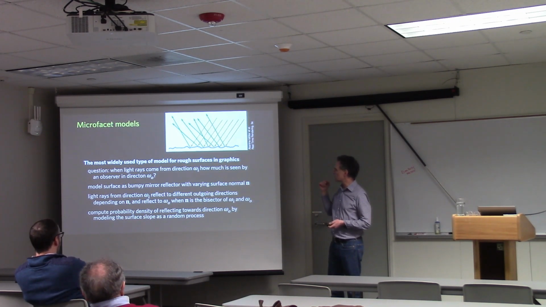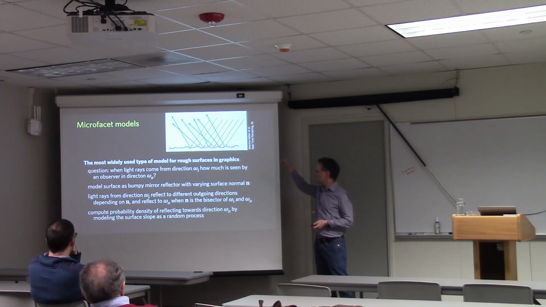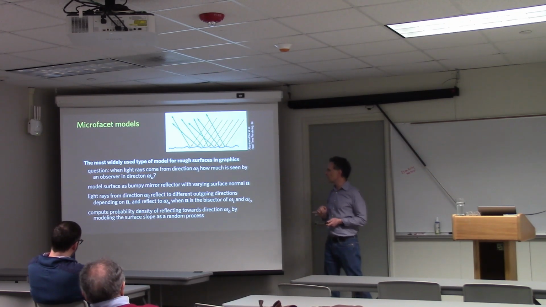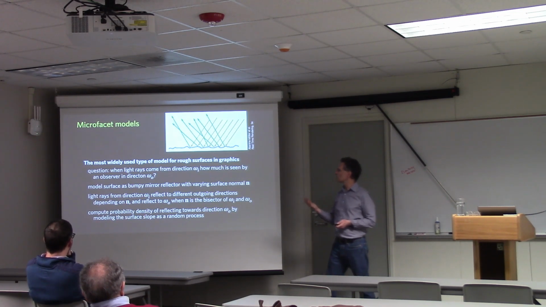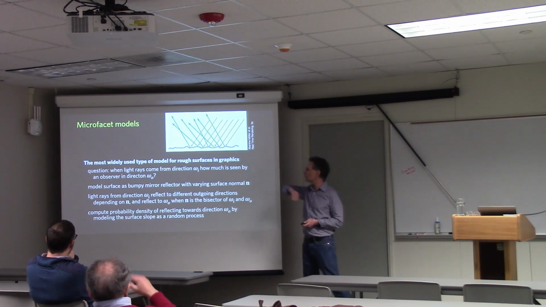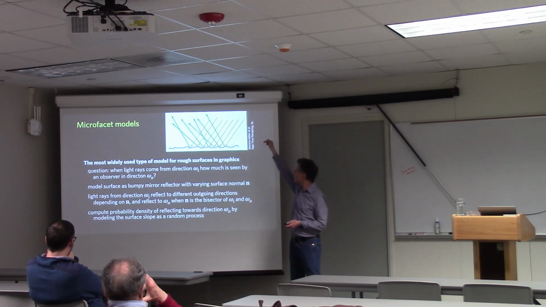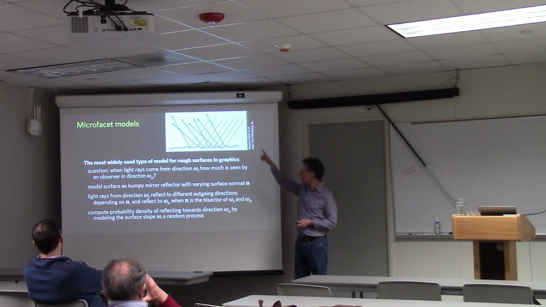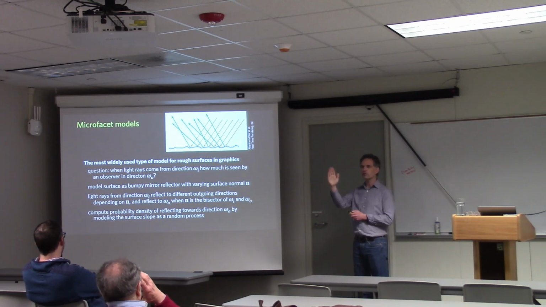And so the question that's posed here is when light rays all come in from the direction omega I, how many of them will go in the direction omega O? And you can think of this as a probability question, sort of what is the probability density with which these rays come out going in the direction omega O? So it turns out it's pretty easy to answer this question because a ray coming from direction omega I will go toward direction omega O exactly when the normal is halfway between those two directions.